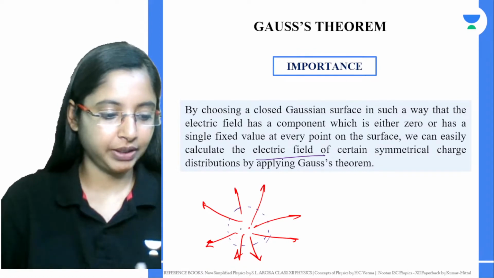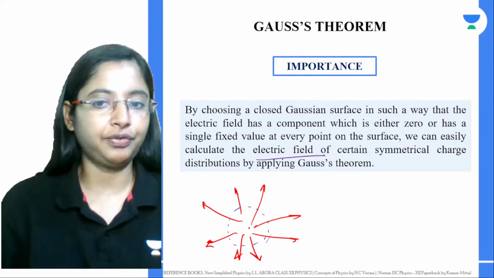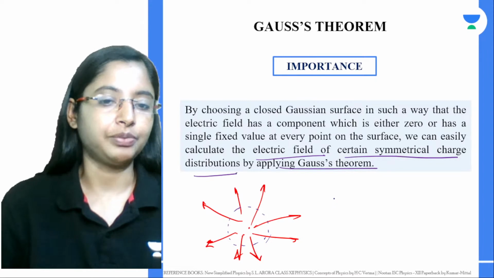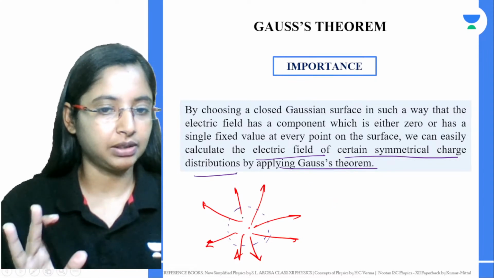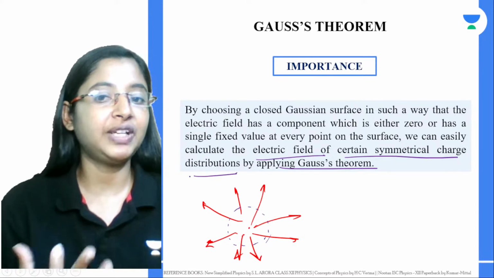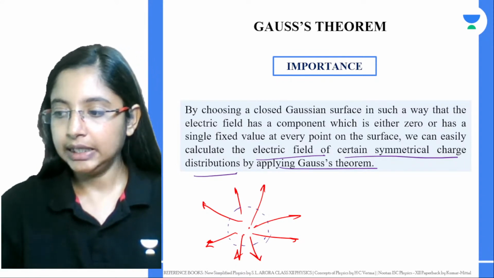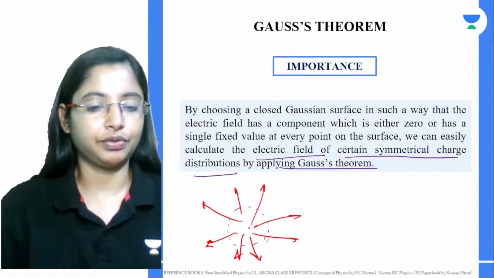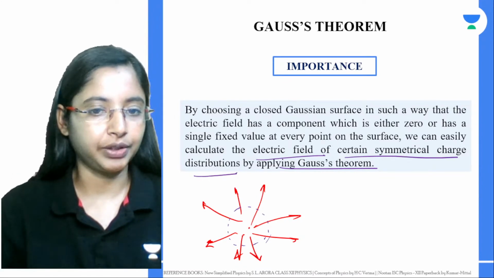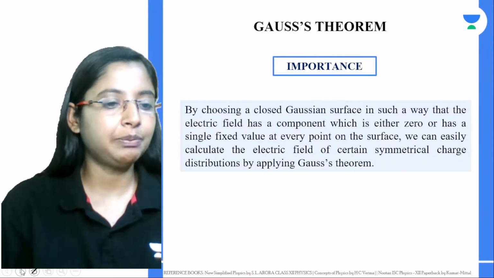I've just drawn a sphere. We are talking about a sphere, so it's in 3 dimensions. We can easily calculate the electric field of a certain symmetrical charge distribution by applying Gauss's theorem. Gaussian surface is a hypothetical surface, but we are going to make use of it to calculate how many electric field lines are there, how many field lines that charge produces, and what the electric flux is. For a given area, how many field lines are passing through? That's what we want to find by applying Gauss's theorem. This is the importance of a Gaussian surface.